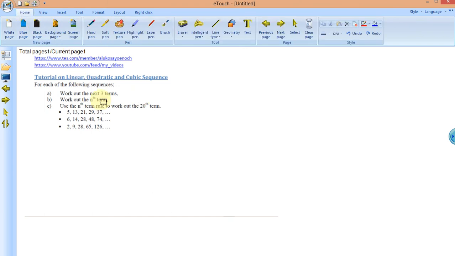Now guys, for any given sequence, the first thing you have to do is to determine the nature of the sequence. For example, if you look at 5, 13, 21, 29, 37, if you take 13 minus 5, 21 minus 13, 29 minus 21, and 37 minus 29, you see that it has a common difference, and that's a constant. The first difference is a constant, and that is 8.